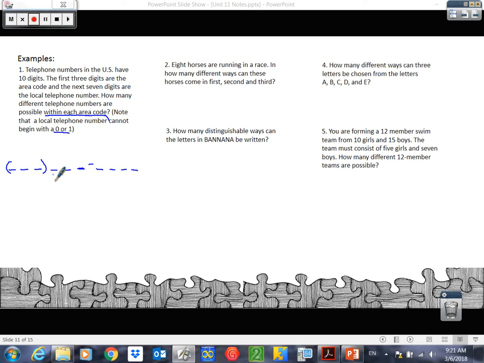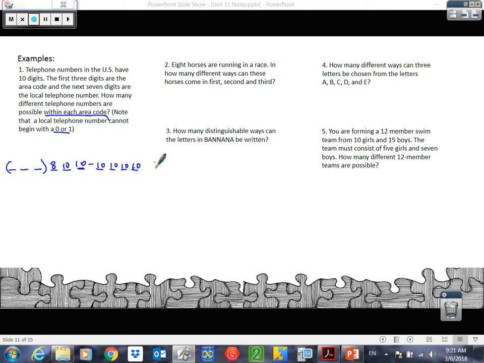In this first space, I have a restriction. I'm told that the local telephone number cannot begin with a 0 or a 1. So that means that I only have 8 numbers to choose from, 2 through 9. Basically, that's really the only restriction that we have. It doesn't say anything about repeated numbers. So in the next space, I have 10 choices, right? I can use a 0 or 1 in there. And then I have 10 choices for all of those spaces.